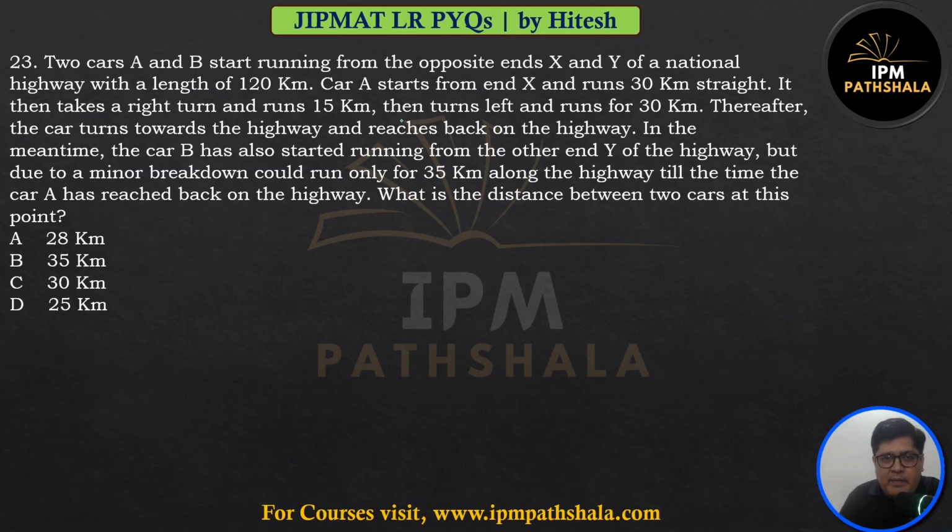Two cars A and B start from opposite ends X and Y of a national highway with a length of 120 kilometers. Car A starts from the end X, runs 30 kilometers straight. It then takes a right turn, runs 15 kilometers. It again takes a left turn to run 30 kilometers. Thereafter, the car turns towards the highway and reaches back on the highway.